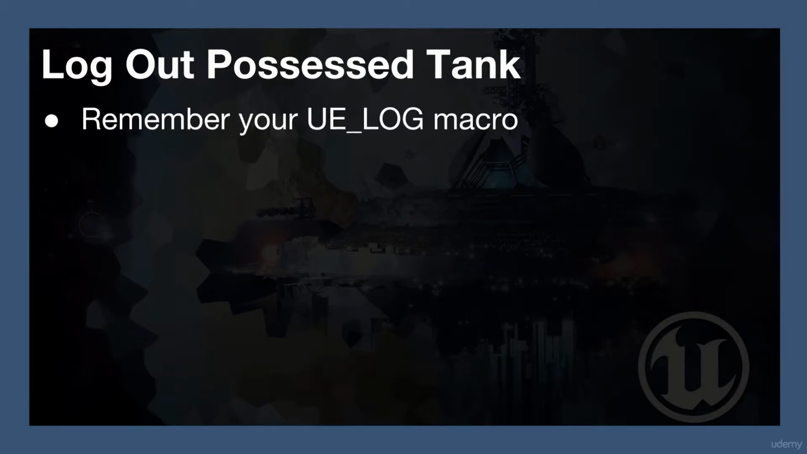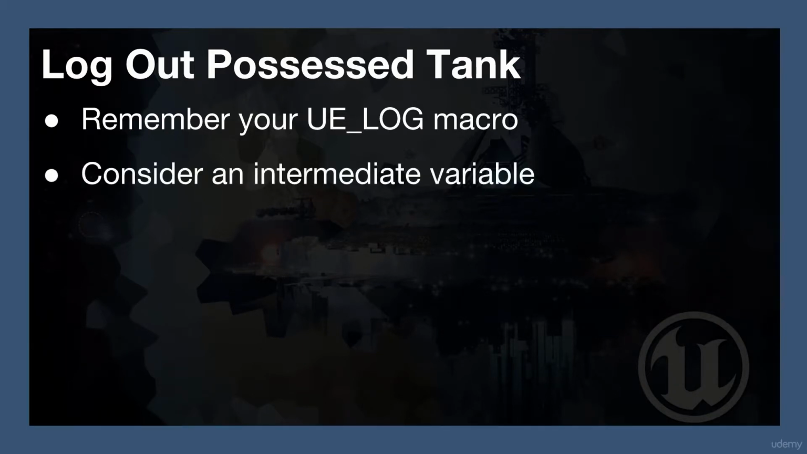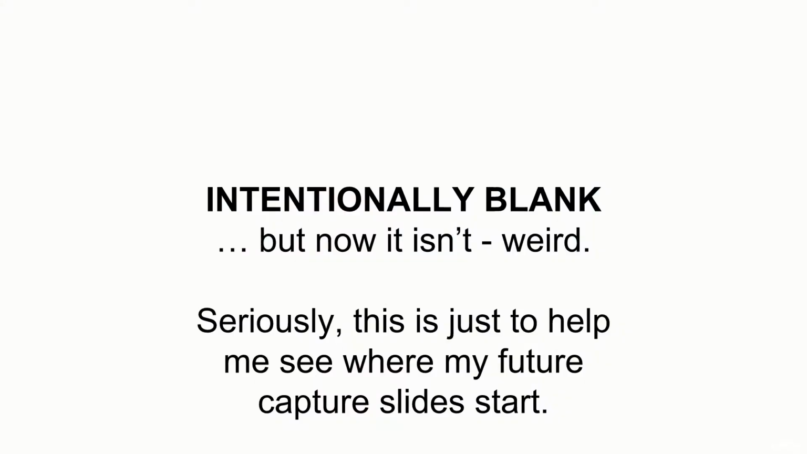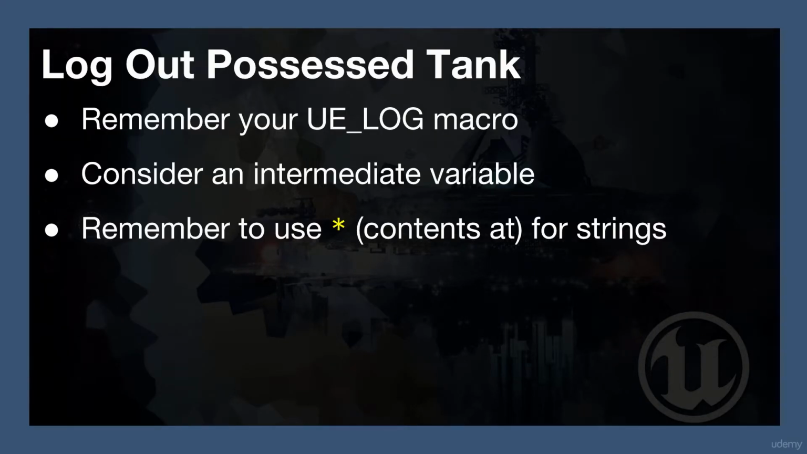Ideally write 2 if statements. Remember your UE_LOG macro, I've just started to use it. Consider an intermediate variable to make things easier to write. Remember you're going to need to use the contents at operator with strings inside a TEXT macro. And the other thing I would say is you probably want to write an if condition so that you check and see if you've actually got a possessed tank. If you haven't, say you haven't to the log, and if you have, say that you have and report what it is. But as I say, if you keep seeing logs to say that you haven't got it, that's fine. We'll talk about why afterwards. There's a subtlety here. Okay, so anyway, just try and get some logging that tells you whether you have or haven't currently got a possessed tank as far as the code is concerned.